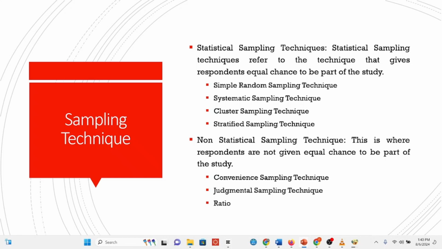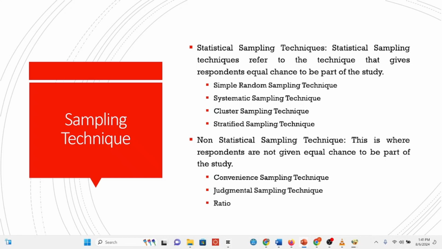Judgmental sampling technique. Judgmental sampling, also known as purposive sampling, involves the researcher selecting individuals based on their knowledge, expertise, or judgment about who will provide the most valuable information for the study. This technique is often used when the researcher has specific criteria for participant selection and when studying a particular subset of a population. However, it is subject to bias, as the researcher's judgment may not always result in a representative sample.